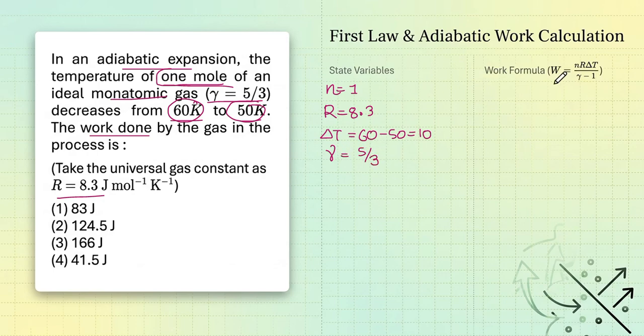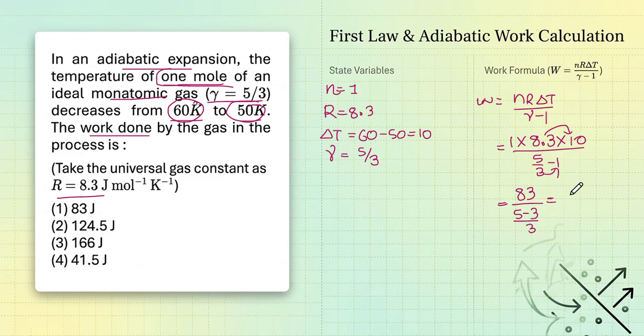So work done in this process, the formula for work done we have: W is equal to nR delta T upon gamma minus 1. So n is 1 multiplied by R is 8.3 multiplied by delta T, the temperature difference, which is 10, upon gamma, which is 5 by 3 minus 1. In the numerator, if you multiply 8.3 into 10, we'll get 83 upon 5 by 3 minus 1. So do the cross multiplication.